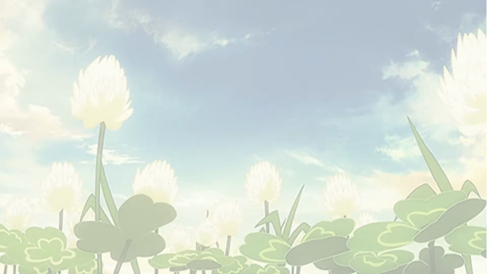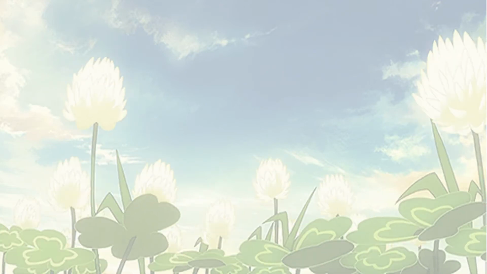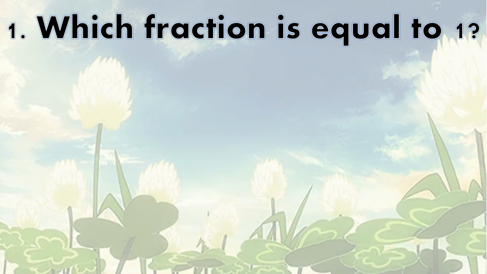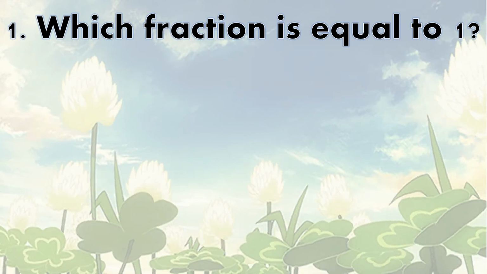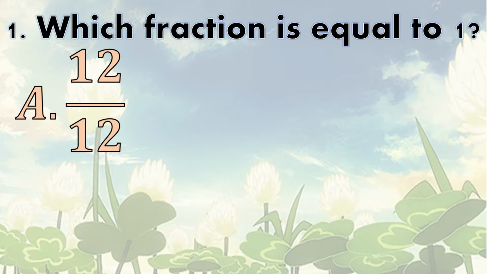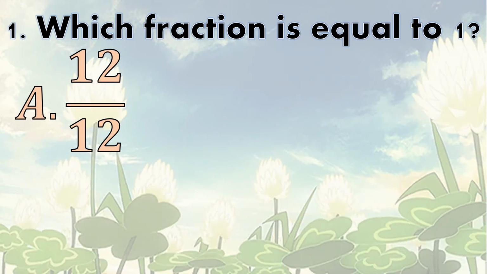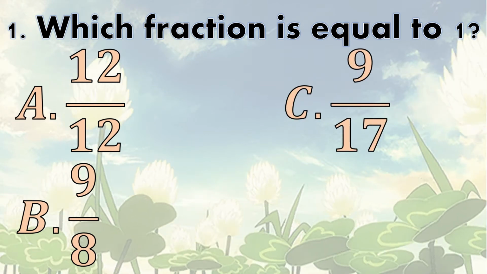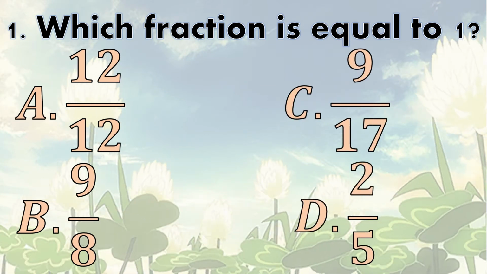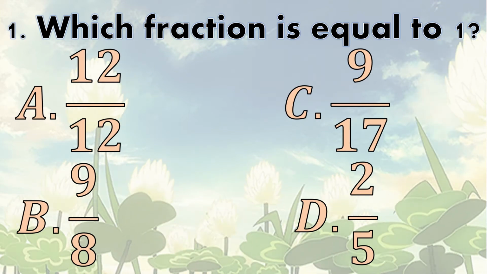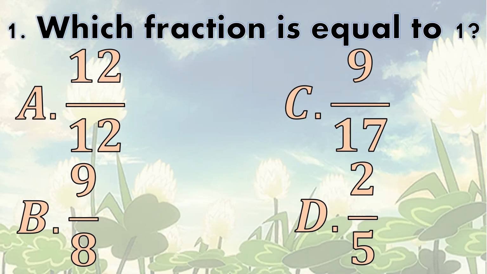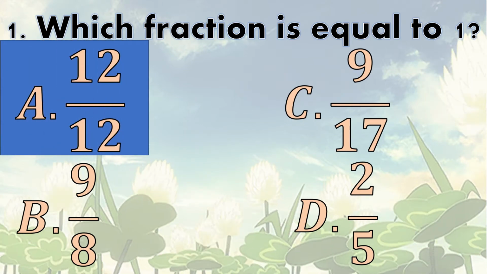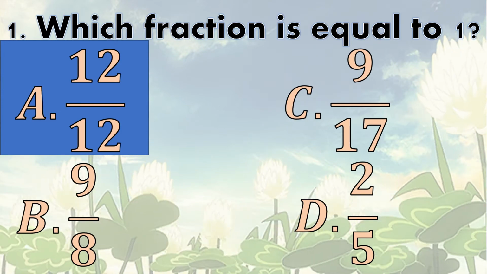So let us start by reviewing our previous topic. So let us try this one. Number one, which fraction is equal to 1? Is it A, 12 over 12? Is it B, 9 over 8? Is it C, 9 over 17? Is it D, 2/5? Amazing! It's letter A. Of course, if we divide 12 by 12, it is equal to number 1.